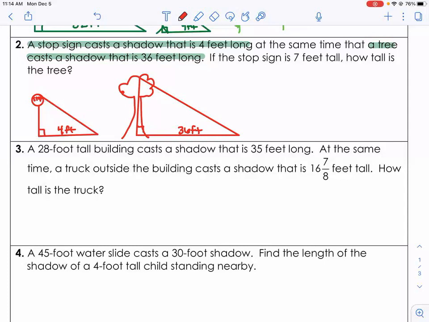Okay, if the stop sign is 7 feet tall, let's see, Jada, where do I put 7? Here? No, other side, like how tall it is. Okay, so our stop sign is 7 feet tall. I want to know how tall the tree is, so I want to know this side right here.